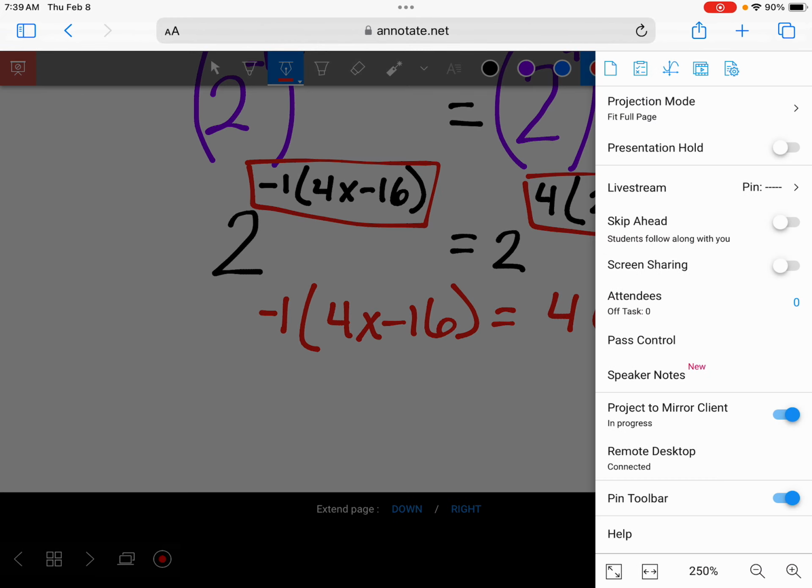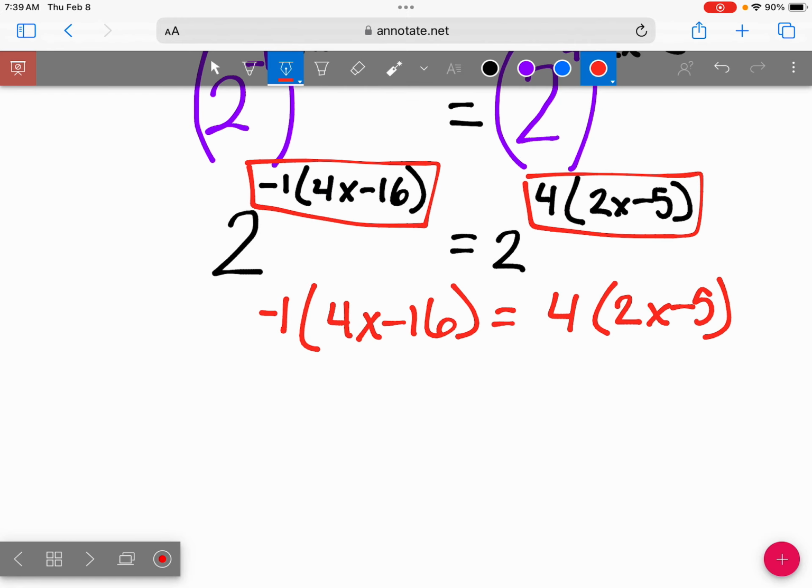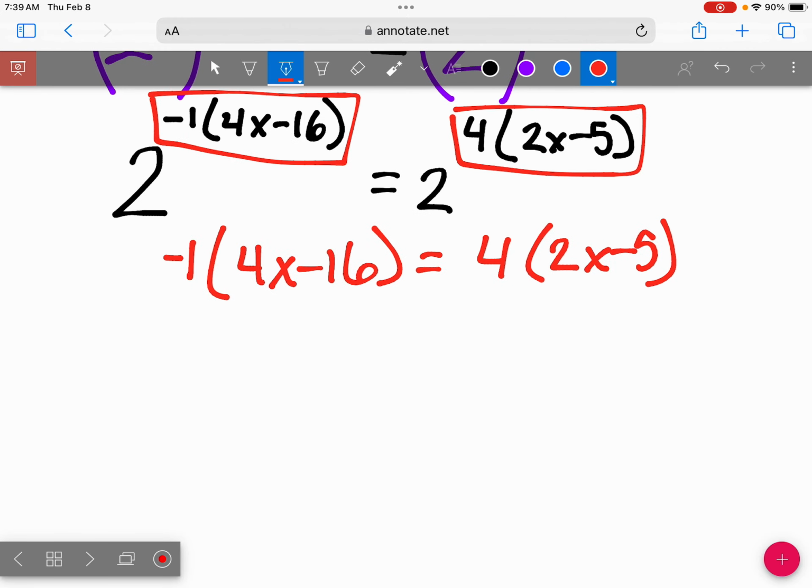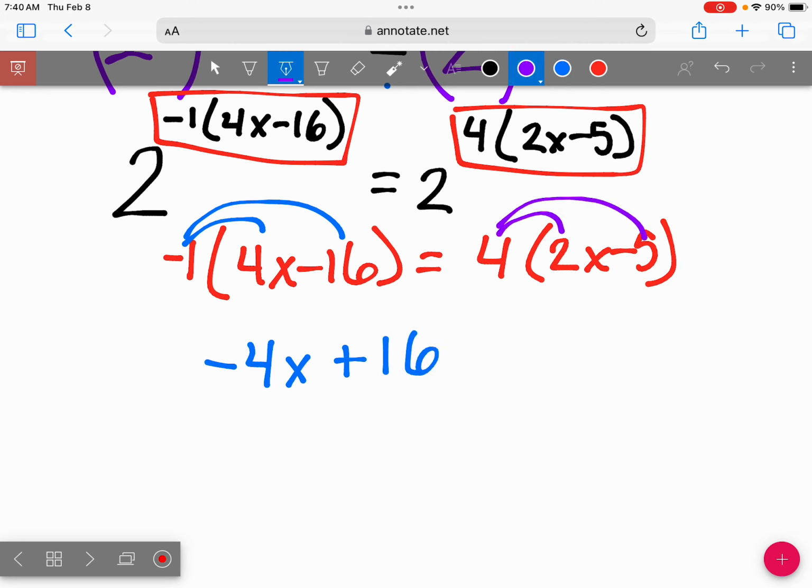Once we have our bases that match, I'm going to change this so I have more space. There we go. Once we have our bases that match, we can take them out of the exponent and set them equal. Now what do we need to do in order to solve these on the orange line? Distribute. I got to distribute my minus 1 to get minus 4x plus 16. And we're going to distribute the 4 to get 8x minus 20.